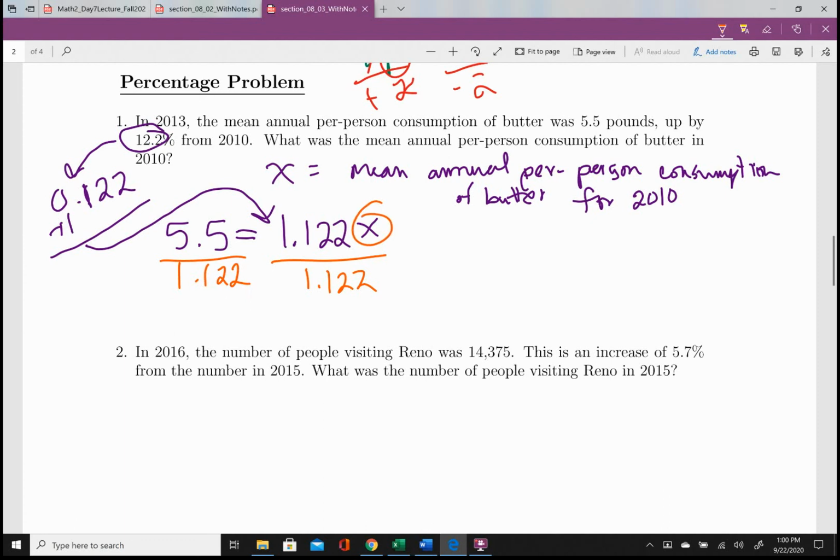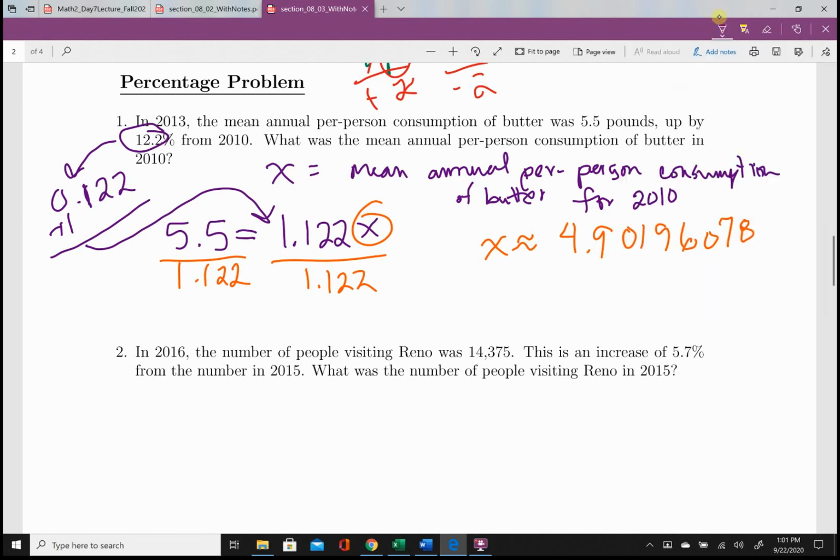In order to get the value of x, this is where you can, again, reach for your calculator. 5.5 divided by 1.122, and that is going to be approximately 4.90196078. More than enough significant figures here. More is always better before you do any rounding.